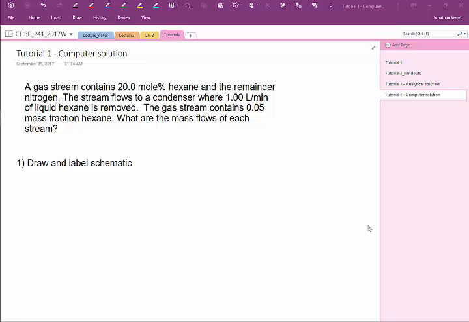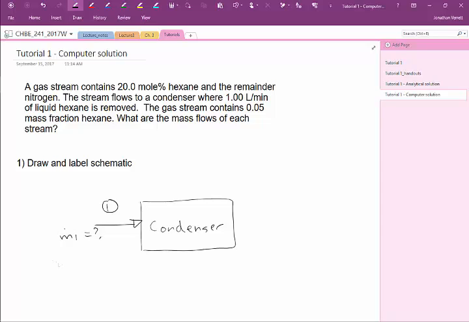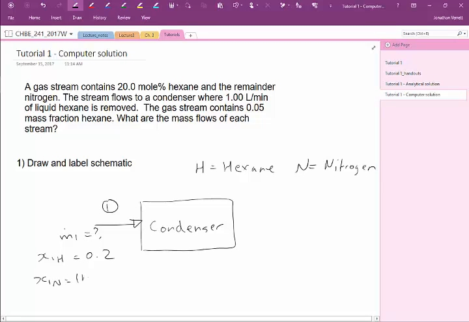and we want to know what the mass flows are of each stream. If we draw our schematic, we have a condenser, we have the stream coming in, stream 1. We don't know its mass flow rate, we don't know the weight fractions, but we do know the mole fractions. Here I'm going to say H is hexane, N is nitrogen, so it's 0.2 hexane. I know that nitrogen is 1 minus 0.2, which is 0.8, because those are the only two things in the stream.